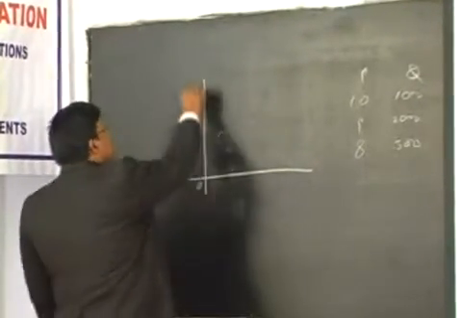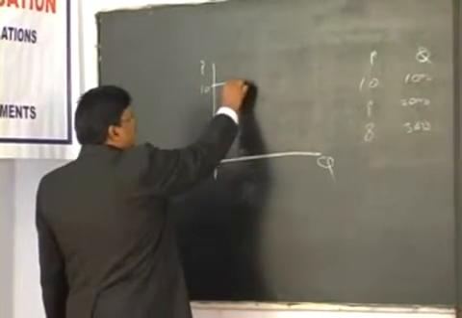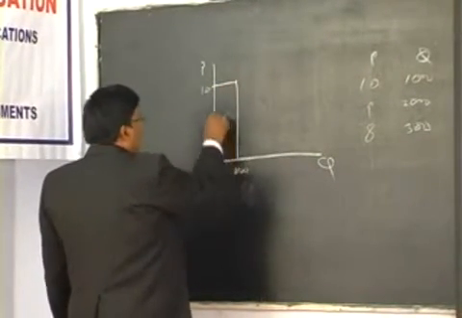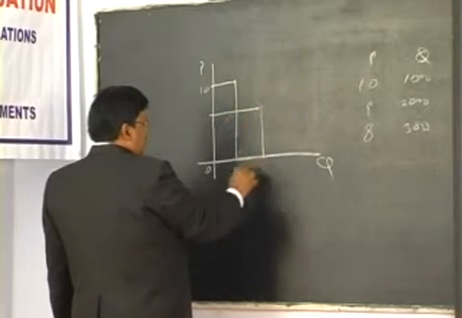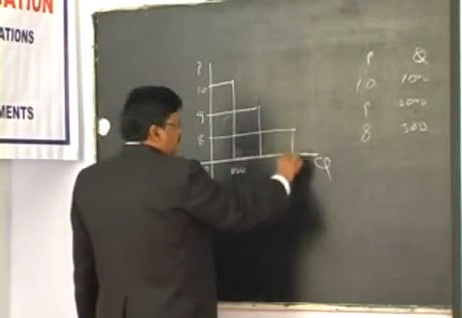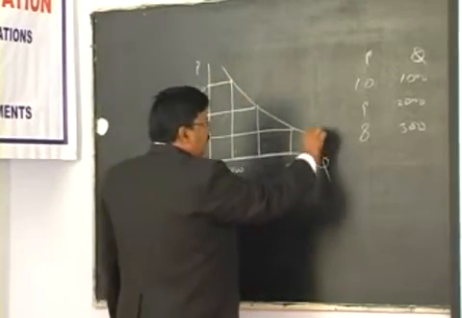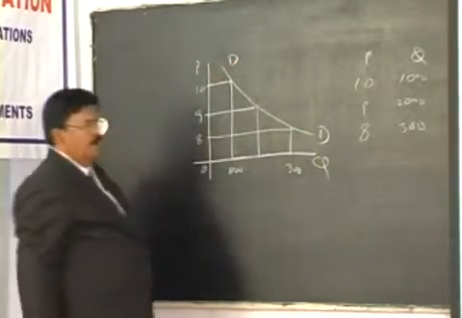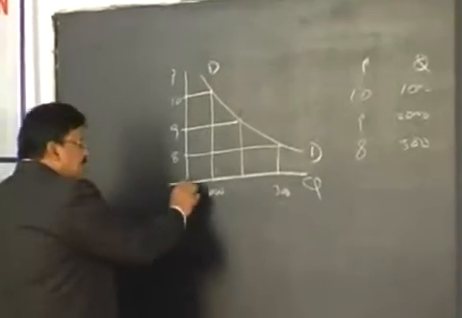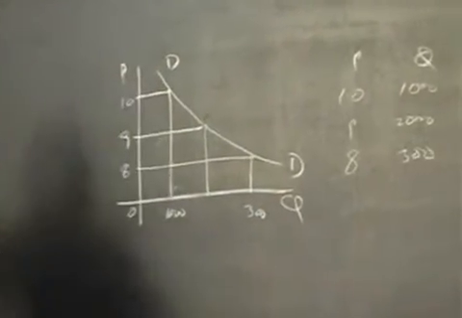For example, here say price and quantity. When price is 10, quantity is 1000, and when price is 9, quantity is 2000, and when price is 8, quantity is 3000. So connecting these points, you will get the demand curve. So DD is the demand curve. On the x-axis we have represented quantity, and on the y-axis we have represented price.